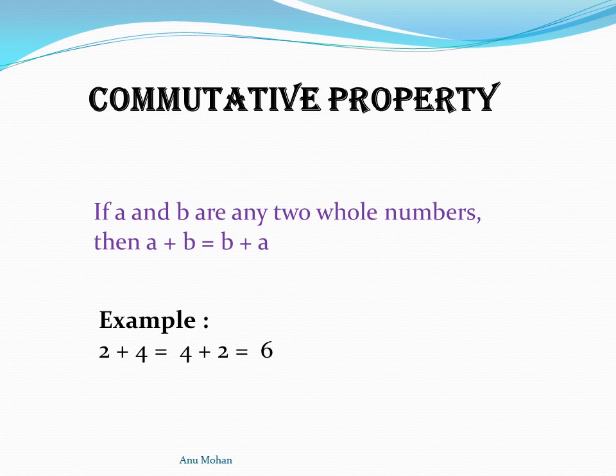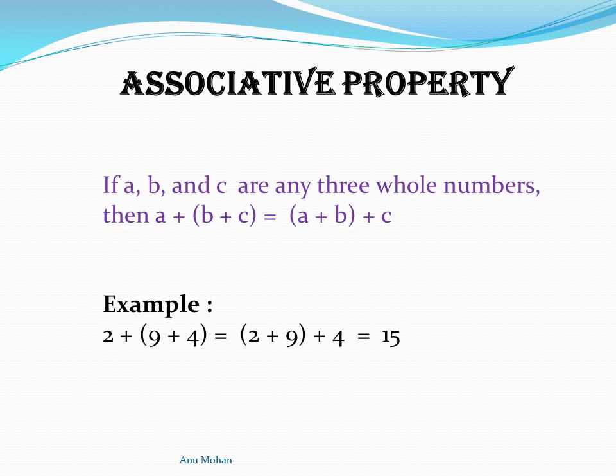I have given one example to you: 2 plus 4. 2 and 4 both are whole numbers, and I just move the numbers, so it becomes 4 plus 2. In both the cases the answer is 6. So we can say addition is commutative.